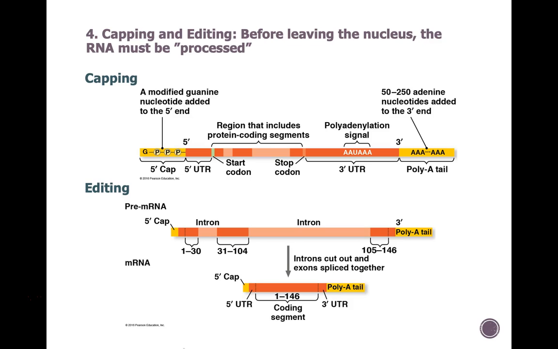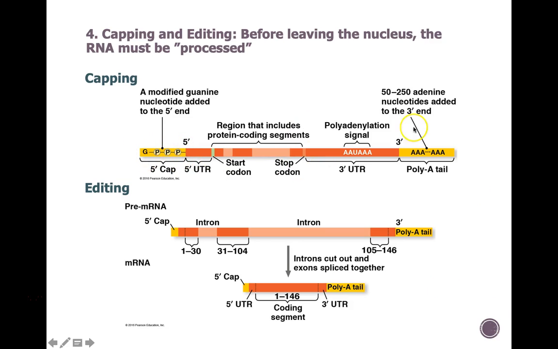So the first thing we have to do is cap the ends. One end, we add a cap. The other end, we add a tail. Now this is a diagram from another book that is much more complicated than you guys need to know. But I like it because it shows some of the important features that your book doesn't.